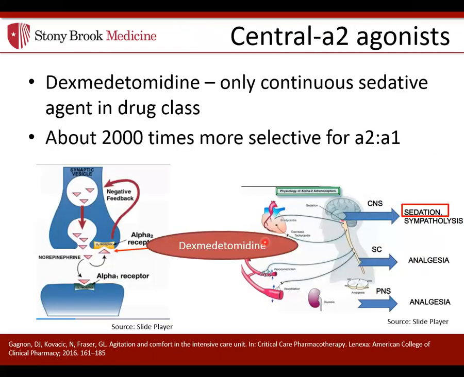All right, so next agent we're going to talk about is dexmedetomidine. So it is the only continuous sedative agent in the central alpha-2 agonist class. It reduces sympathetic outflow by blocking norepinephrine release, and this produces levels of sedation without respiratory depression. So it's about 2,000 times more selective for alpha-2 than alpha-1. So we see less hypotension and bradycardia effects with its administration.